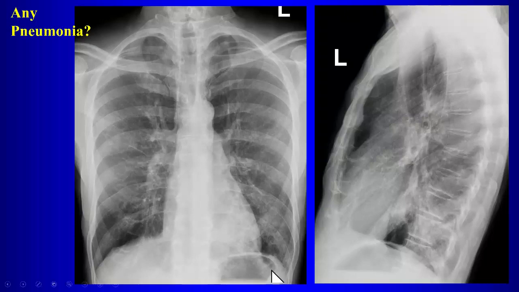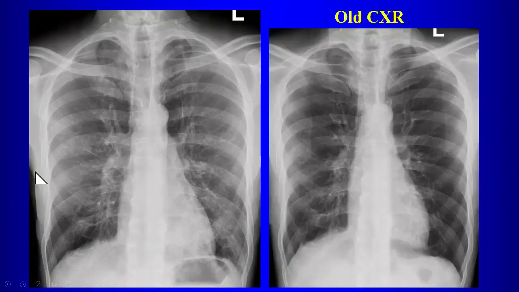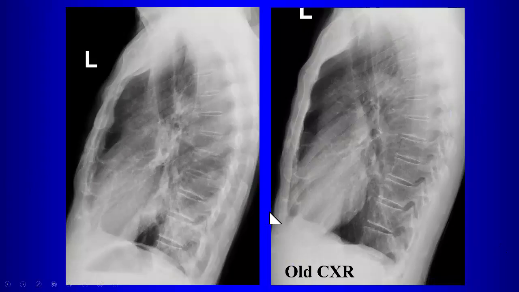And when we look on the frontal, maybe there is some increased opacity here, right? So again, old chest X-ray, very helpful. Compare that to that. Left lower. Yeah. So old chest X-ray, this is a patient with a left lower lobe pneumonia.